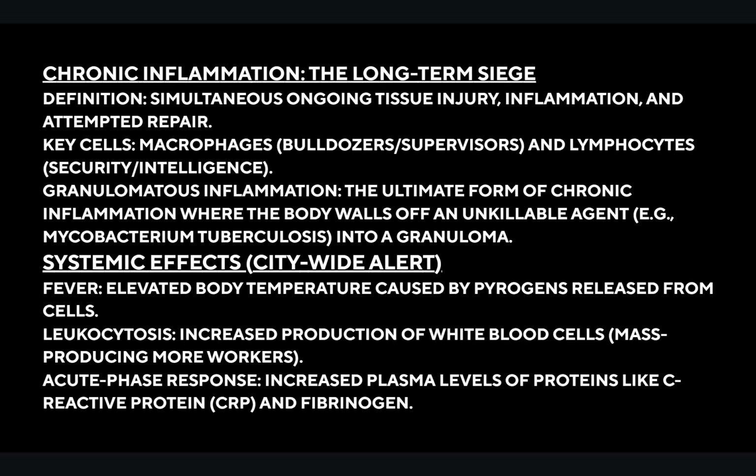Finally, when the crisis is big enough, the city issues a systemic alarm. Fever, the city's thermostat, is turned up to make the environment hostile. Leukocytosis. So the central factory starts mass producing more workers. Acute phase response. Factories pump out proteins like CRP to help contain the issue.